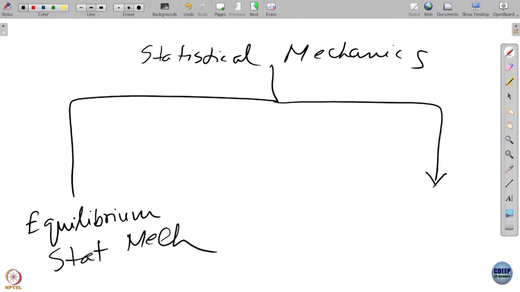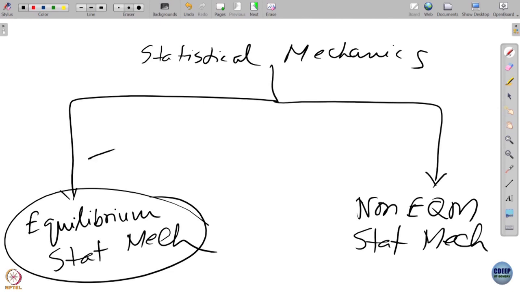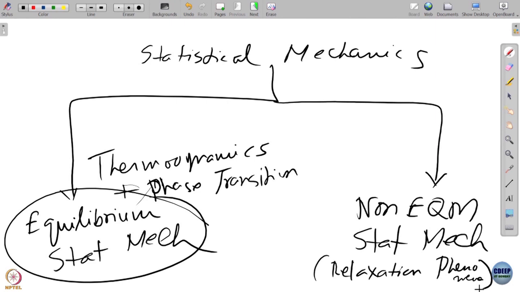The other is non-equilibrium stat-mac. Equilibrium is the one where we deal with thermodynamics, and a very important part, thermodynamic properties and also the phase transition. Here in non-equilibrium we do relaxation phenomena, chemical kinetics, and then time dependent processes.